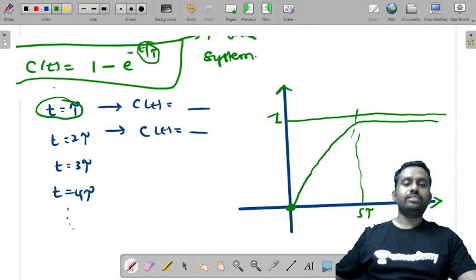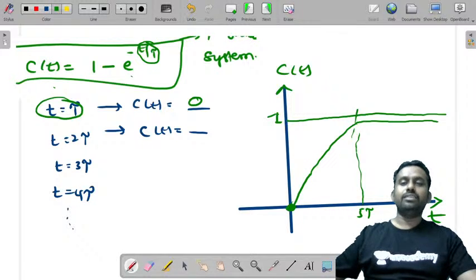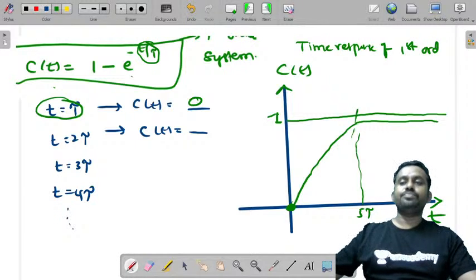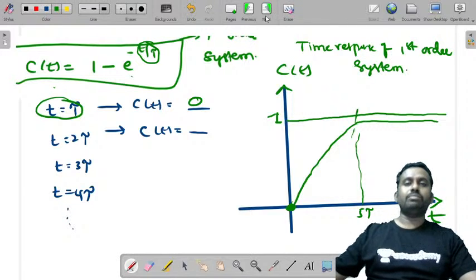So you'll get the value as 0, and if you go on increasing the value, anything power 0 is 1, 1 minus 1 is 0, you'll get a 0. So at this c of t for time t, the value is 0. As you go on increasing, the c of t will gradually increase, and this is the time response of first order system. We'll see the time response of second order system as well.